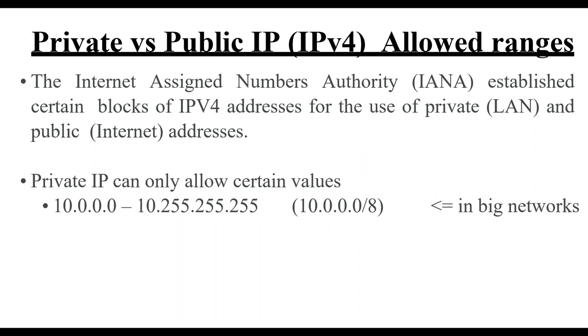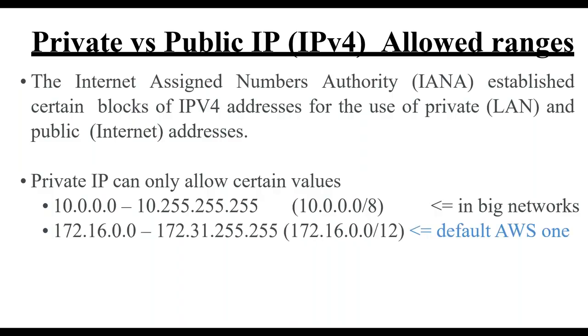It is recommended in class A, and within class A, the range of IP addresses that can be used as private is 10.0.0.0 to 10.255.255.255. The large and big networks use it. This is one of the CIDR notations for the private subnet mask.